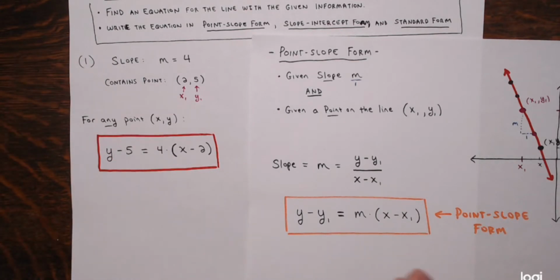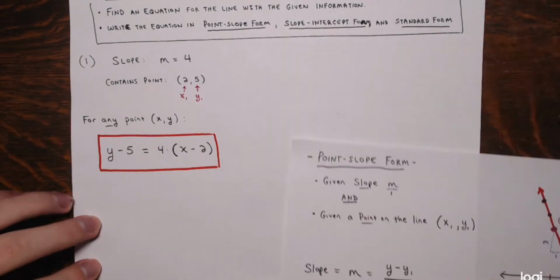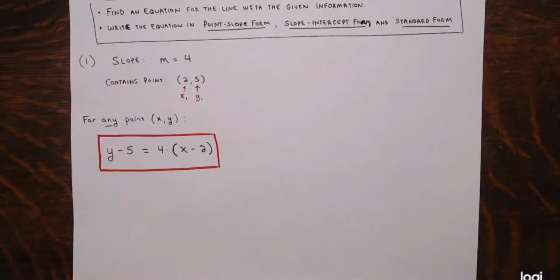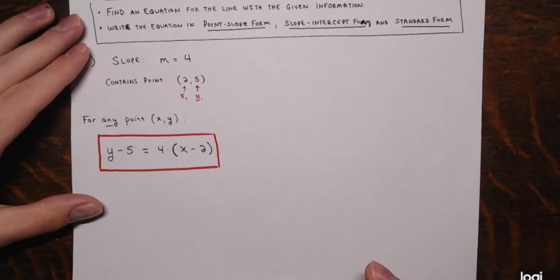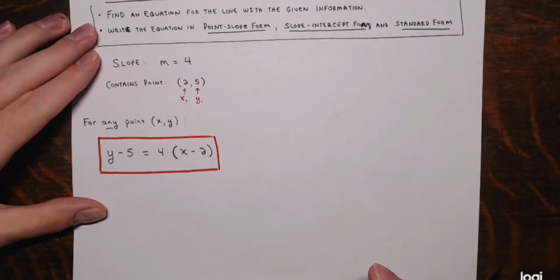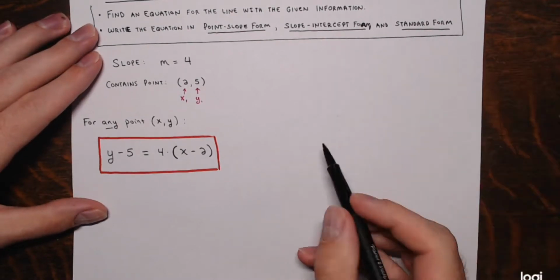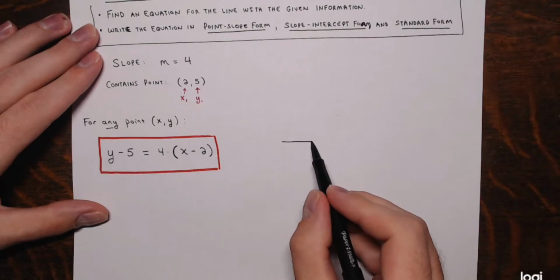Now what I'm going to do off to the side here is draw a little picture of that line, and then we'll go to a nice, better looking graphing calculator to see a better picture. But here's the XY plane.